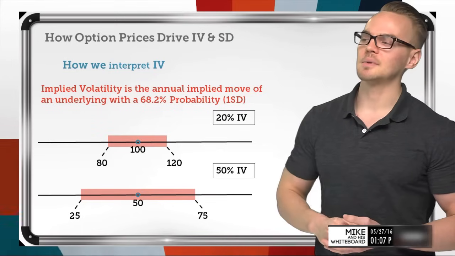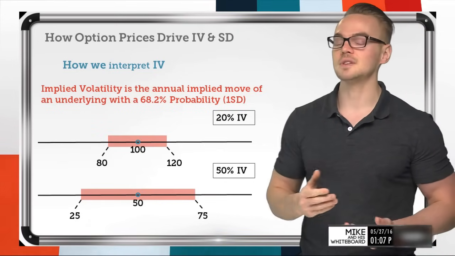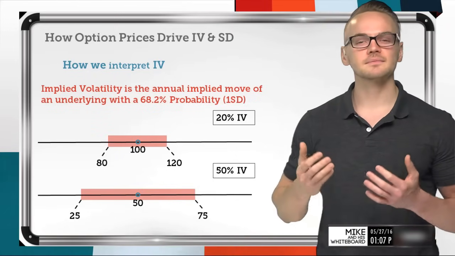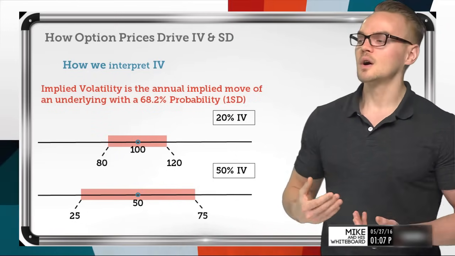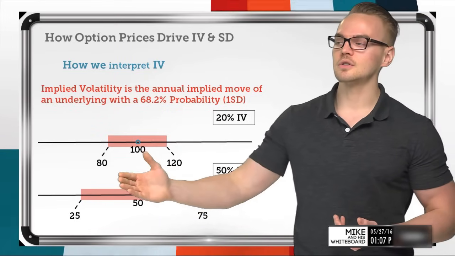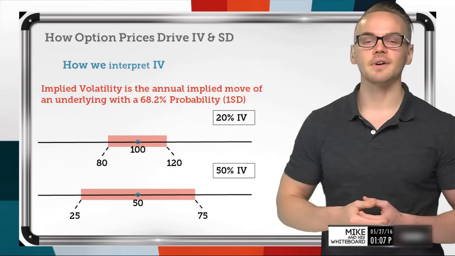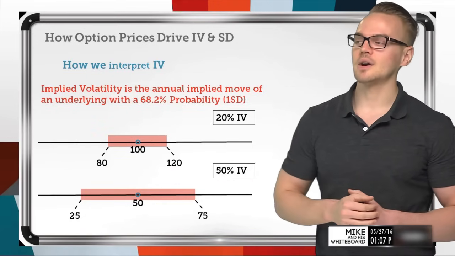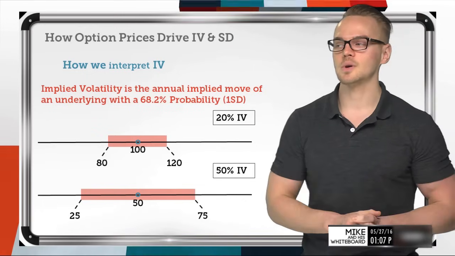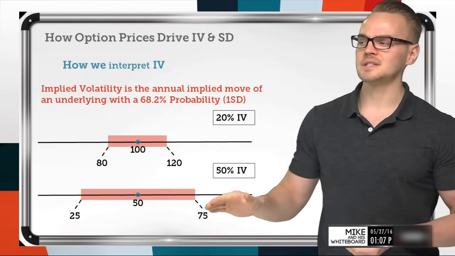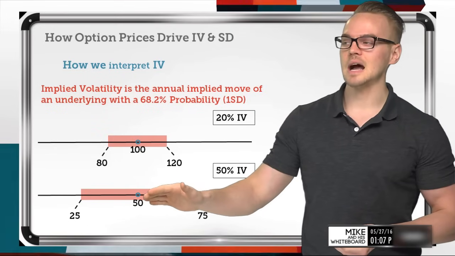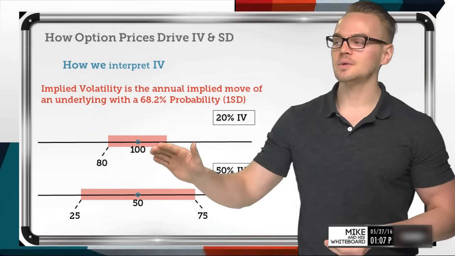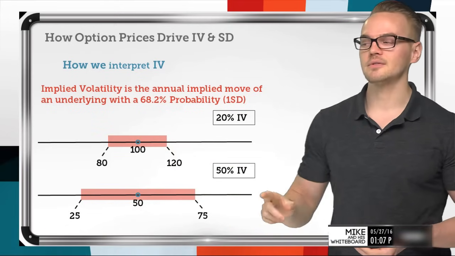20% isn't too high, but I want to compare it to a much higher IV at 50%. So let's say we're looking at a different underlying that's trading at $50. A 50% implied volatility would indicate that this underlying could either lose half its value and go down to 25, or gain half its value and go up to 75. So this is a much higher implied volatility. And one interesting thing I want to point out is that this right here is a 50-point range. So even though this stock price is half the amount of this one, we've got a 50-point range here and only a 40-point range here. So that's the power of implied volatility.